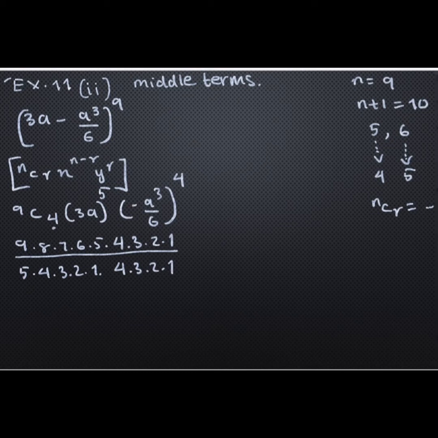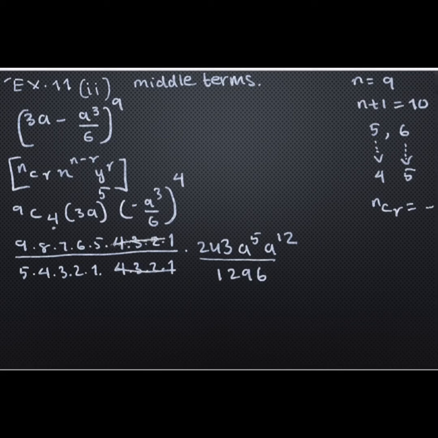Then 3a to the power 5, so 3 to the power 5. You can use your calculator to find the value of 3 to the power 5. Okay, so 3 to the power 5 is 243, and a to the power 5. And when our power is positive, we know it will be positive only. So a to the 3 times 4, 12, right? Over 6 to the power 4, which will be 1296.